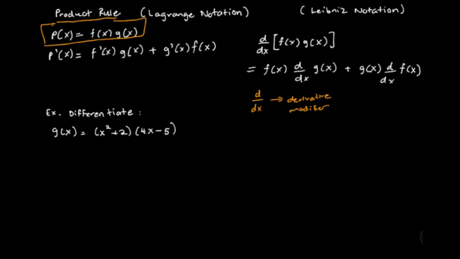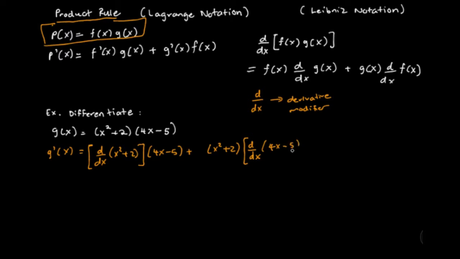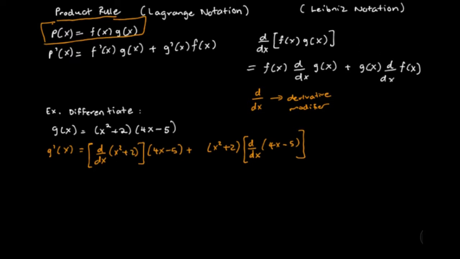So I'm going to show you guys an example really quickly. Let's say we wanted to differentiate this equation of g of x. If we want to find g prime of x using the product rule, I'm going to do the derivative of the left factor, which I'm going to clearly state using the derivative modifier, x squared plus 2, times the right factor, 4x minus 5, plus the left factor, x squared plus 2, times the derivative of the right factor, 4x minus 5. You can note that I'm using a combination of Lagrange's notation as well as Leibniz notation. It really means the same thing, but it's a great way to show your work.